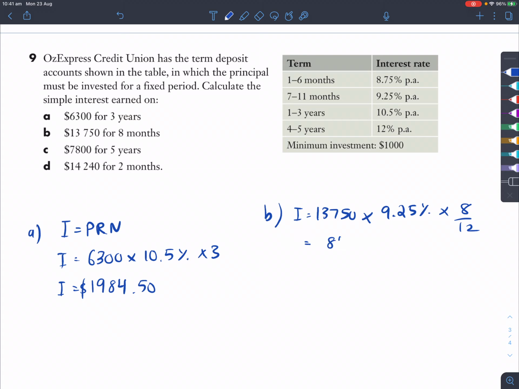So that'll give me 847.916..., which I'm going to write 3 dots to indicate that there's more numbers. Then we're going to round this to $847.92, since that's what we need for financial maths, 2 decimal places. You can have a go at part C and part D yourself. I'm going to move on to question 10.